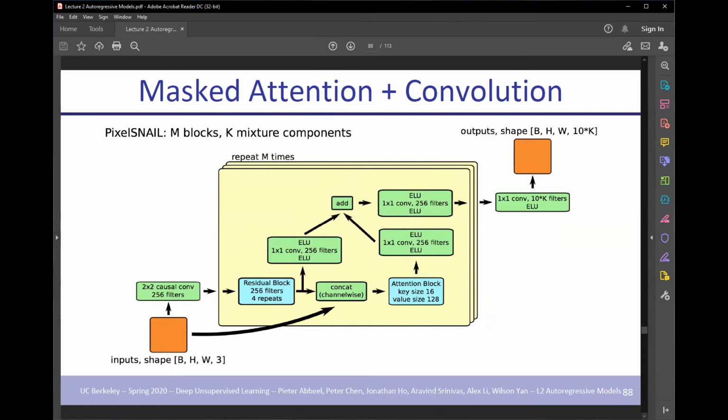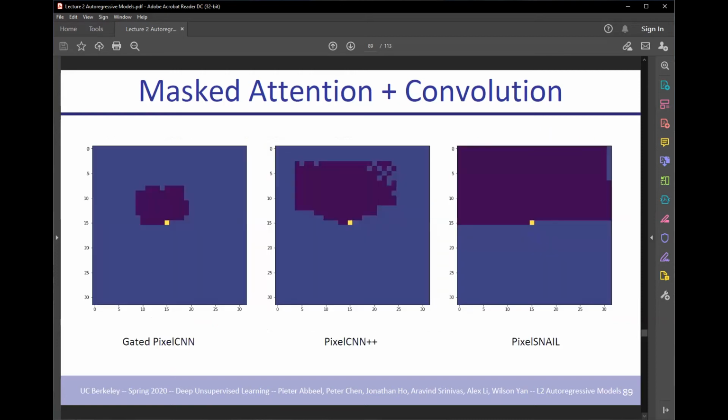Pixel CNN has the blind spot; gated allows you to eliminate some of the blind spot. CNN++ brings in this combination of logistics and the residual connections, and also the fact that you are going farther back by having smaller size images and working on them first. Those two concepts help us with CNN++, and then there is the whole attention concept brought in to Pixel Snail. So each time we have seen significant improvement.